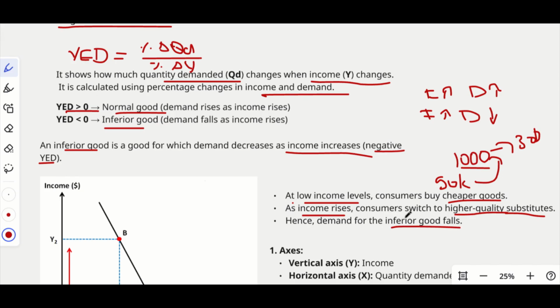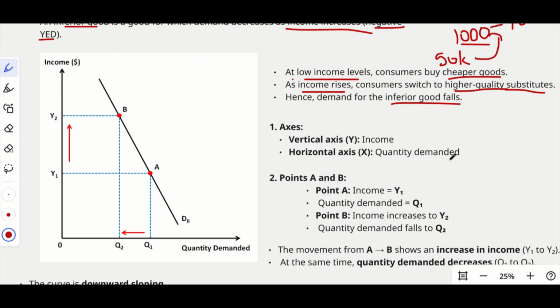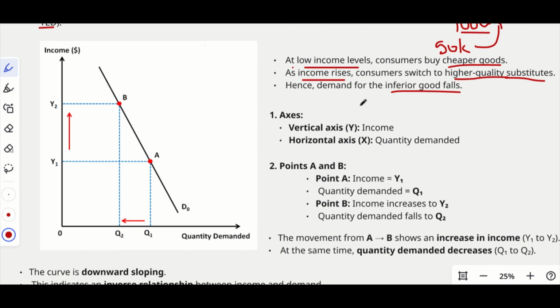So that is why the inferior good's demand falls when the income increases, because you no longer want that. In the first case, you don't have any other choice. That is why you have to buy it to sustain. But once you get more income, you will go for better things because you have the capacity or the ability to buy them. So let's discuss it with the graph.